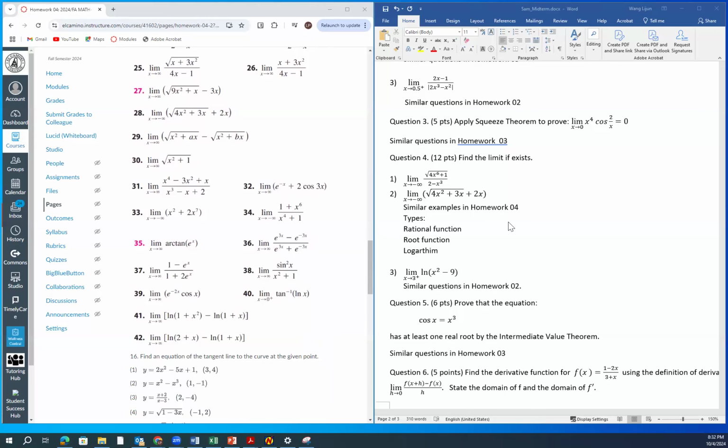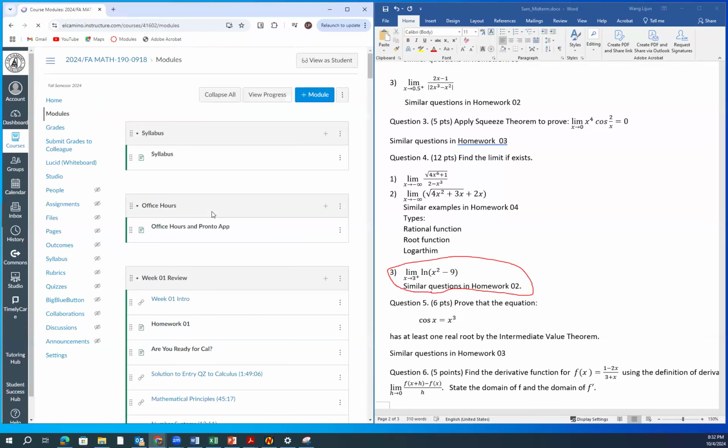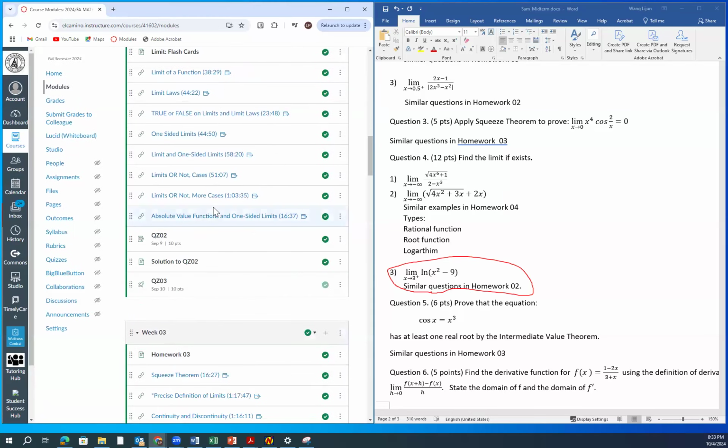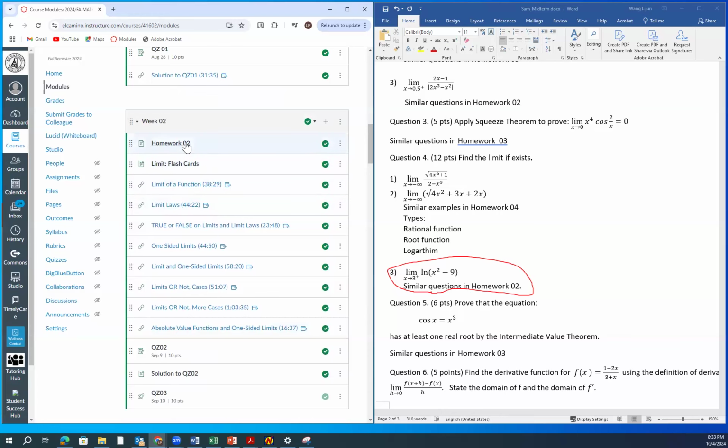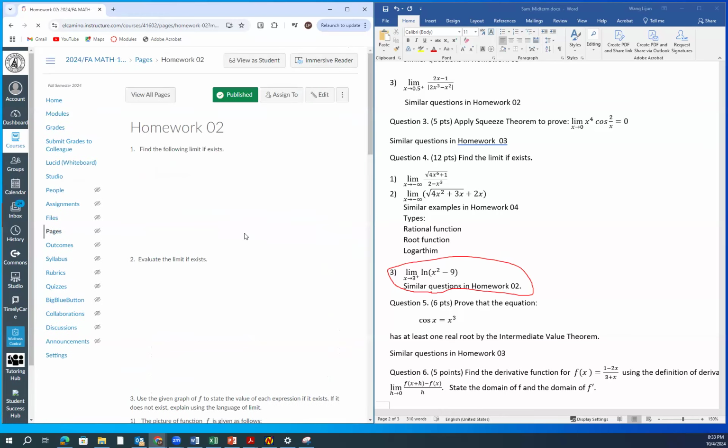Okay, so limit at infinity, that's a big category. Okay, number 37, you should know how to do it, right? All right. The third question is actually related to some homeworks in homework number 4. Homework number 4. So let's look at homework number 4. No, I'm sorry, number 2. My bad. Homework number 2.